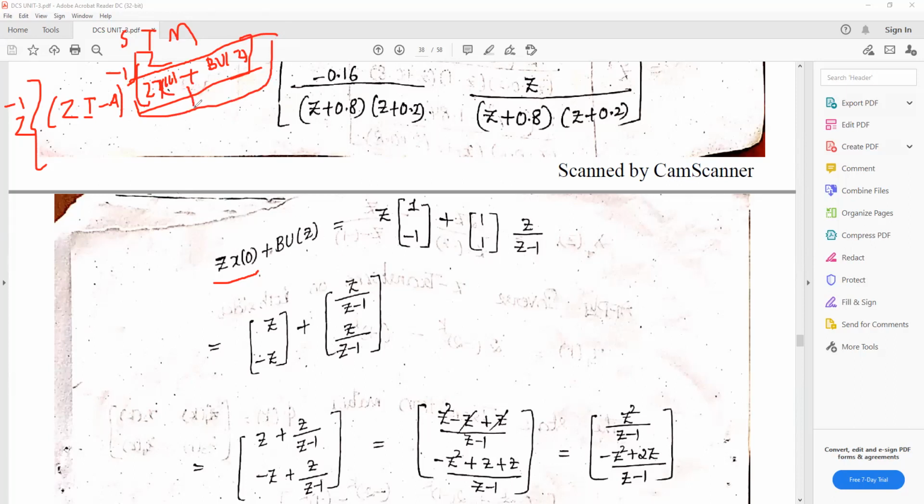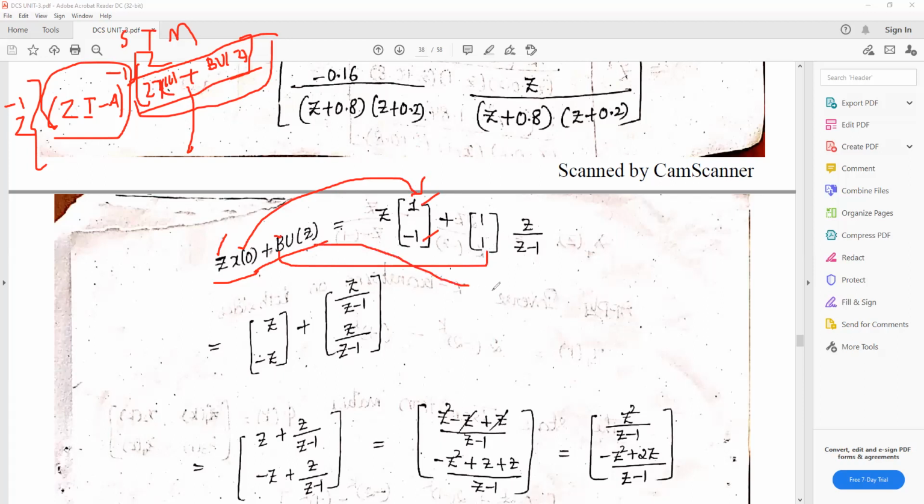So in the given initial conditions, first calculate the zI minus A whole inverse, and after that z into x of 0 plus B into u of z. Z into x of 0 plus B into u of z. So x of 0 is given in the problem as 1, minus 1. In the initial conditions 1, minus 1, plus the B matrix is given as 1, 1.